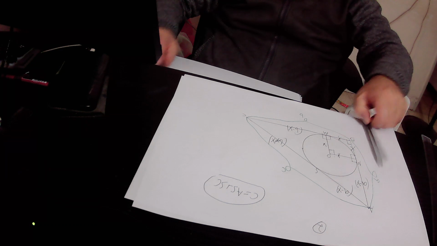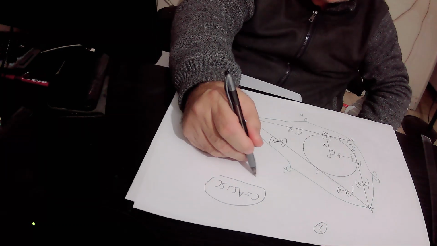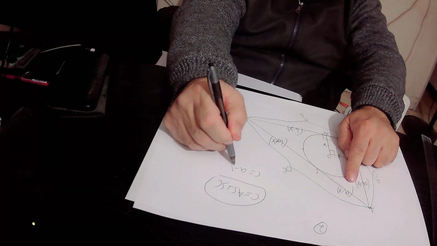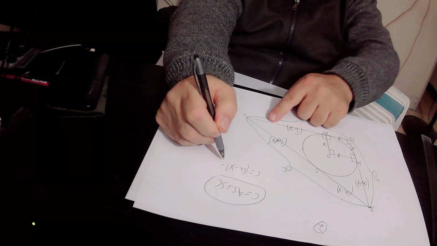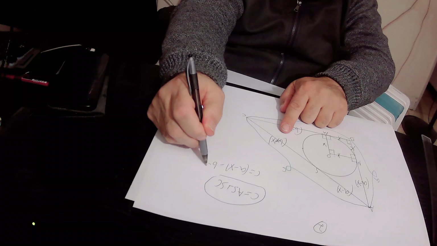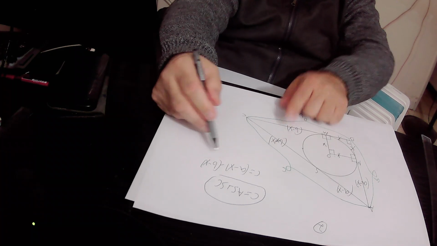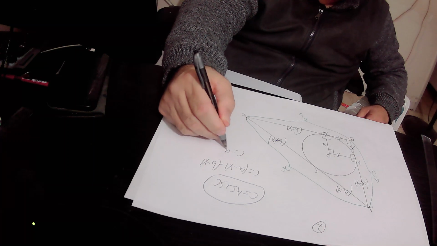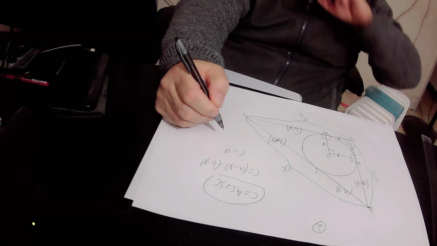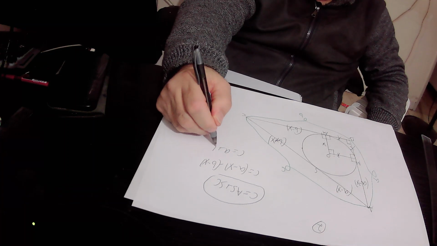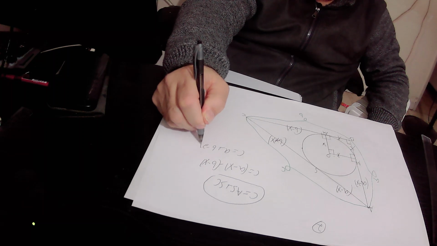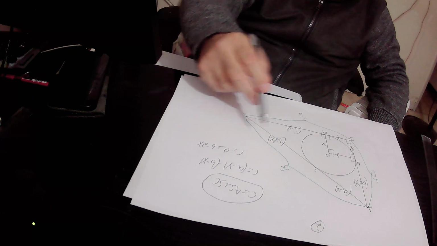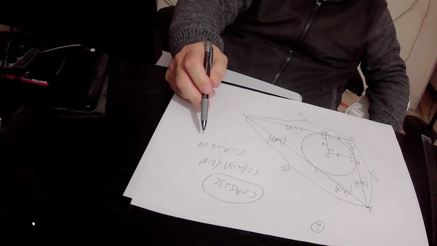So you can write here that C equals AS, which is A minus X, plus SC, which is B minus X. So in total, C equals A minus X plus B minus X. That is to say, C equals A plus B minus 2X. Therefore the hypotenuse C equals A plus B minus 2X.